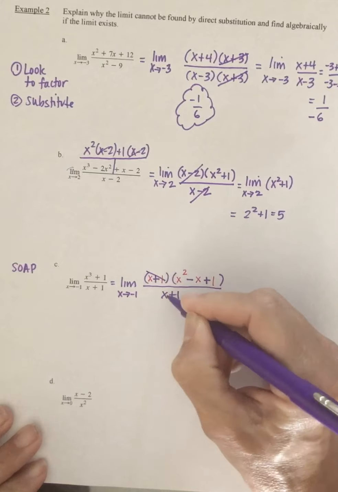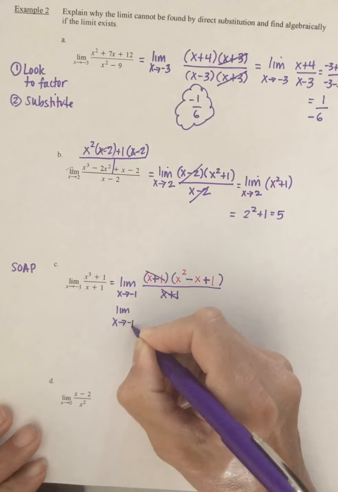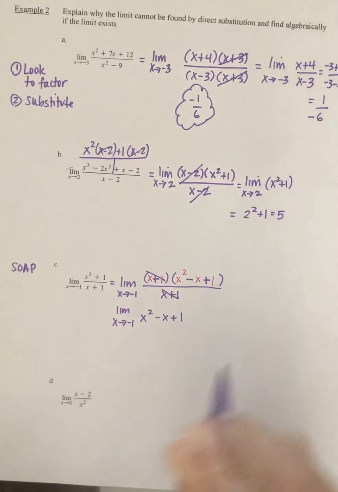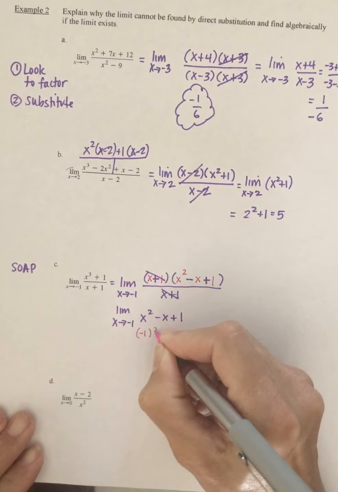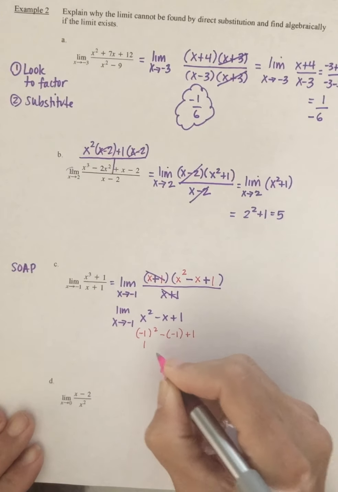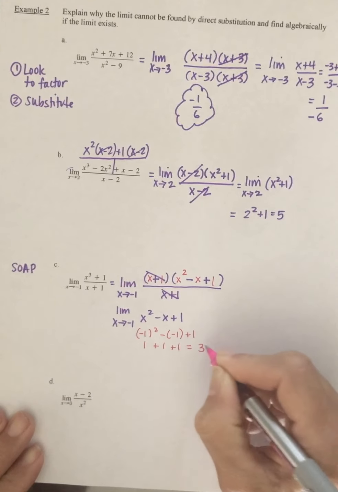So that's going to cancel and leave me, I'm just going to drop down a line of x squared minus x plus 1. Do a little direct substitution. So negative 1 squared minus a negative 1 plus 1. That's 1 plus 1 plus 1 gives you 3.